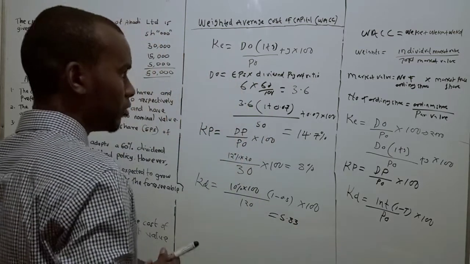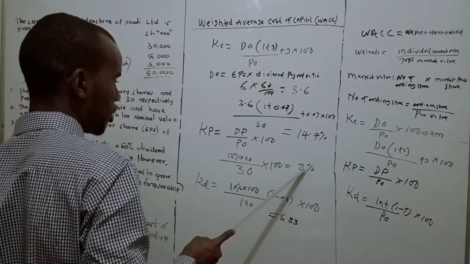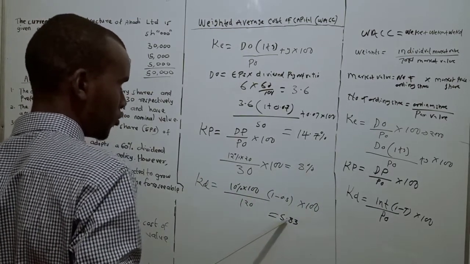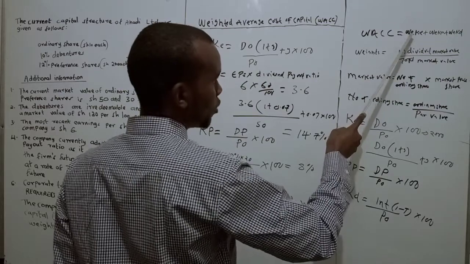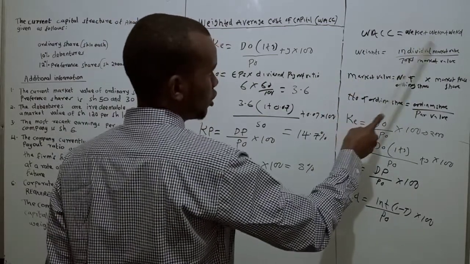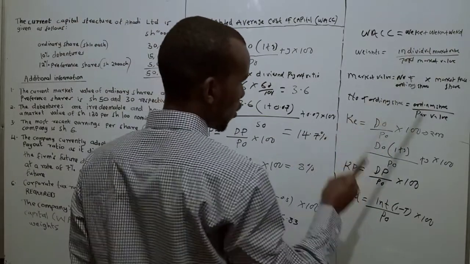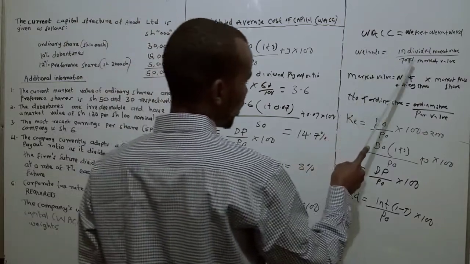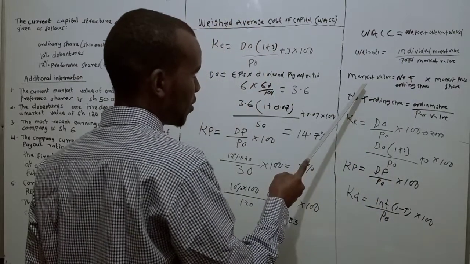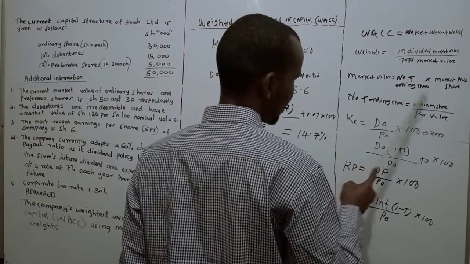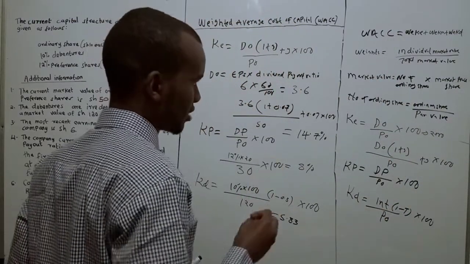5.83. Now I have the cost of equity, the cost of preference share, and the cost of debt. For us to get the weighted average cost of capital, we now need to get the weights. To get the weight, we take the individual market value over the total market value. And to get the market value, we take the number of ordinary shares by the market price per share. Let's get the market value first.